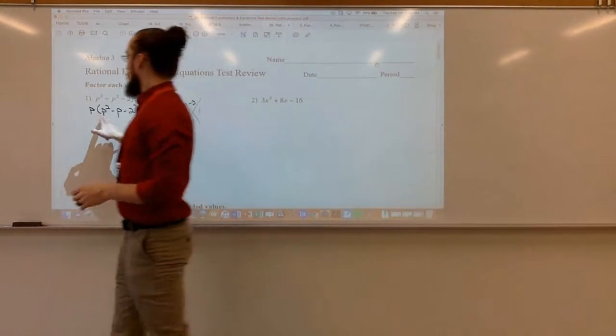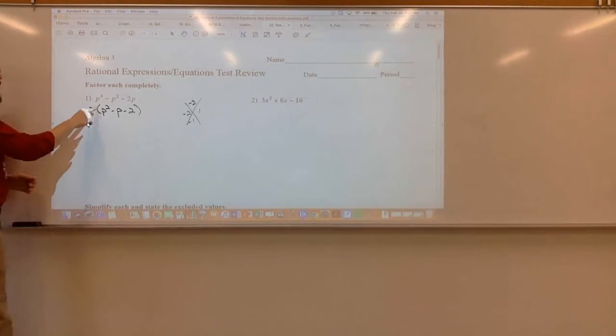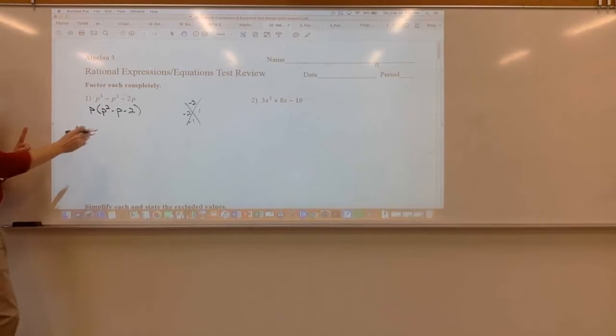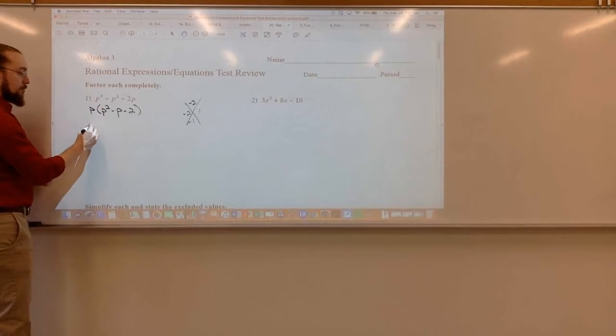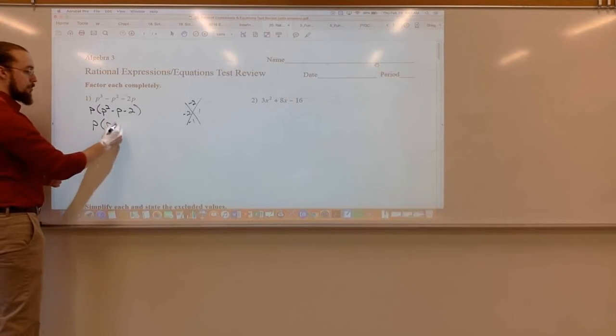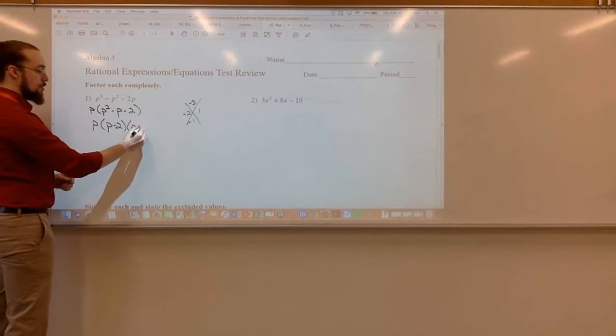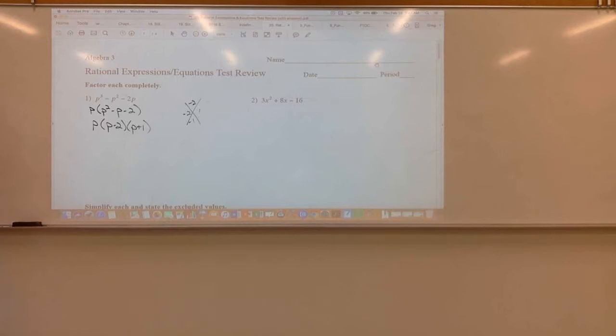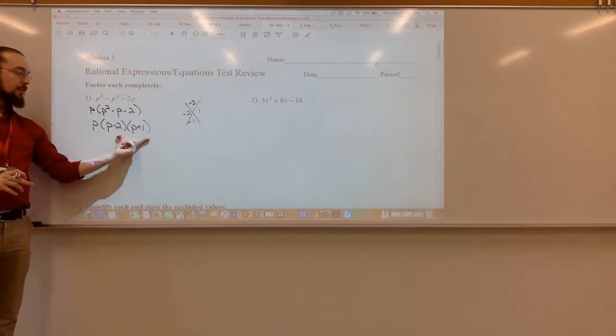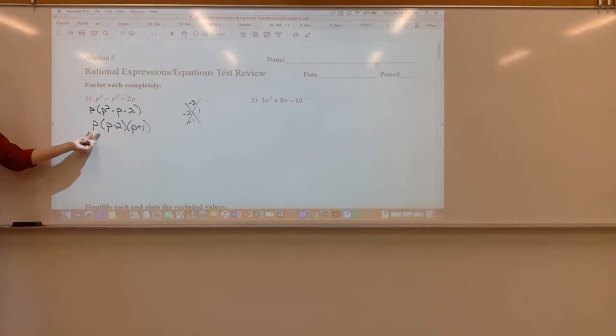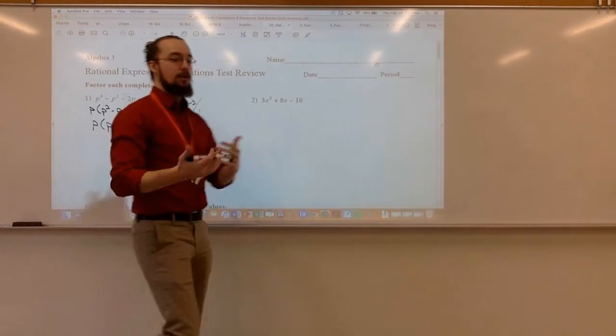So since my leading coefficient, the number in front of the squared term, is 1, I can go straight to factors, meaning that this will just be p minus 2 times p plus 1. That's it. Okay. Now, a lot of people in their final factored form are still forgetting to include that factor of p. Right? That factor of p that we took out up here doesn't go away. That still needs to be included in our final factored form.